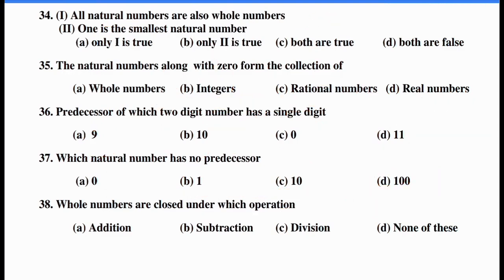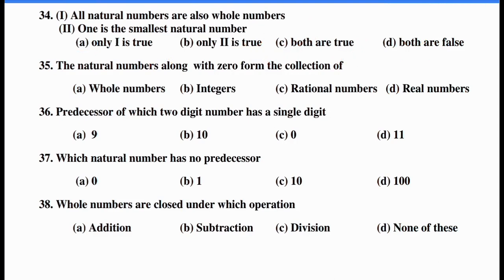1 is the smallest natural number. It is also true. And now we check these options. A, only 1 is true, wrong. Only 2 is true, wrong. C, both are true, correct. D, both are false. It is incorrect. So answer is C, both are true.